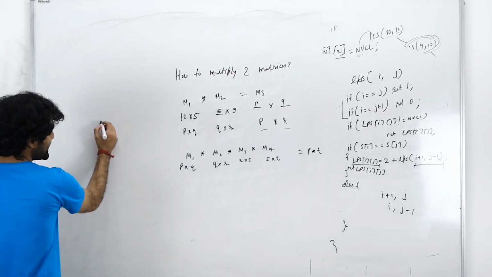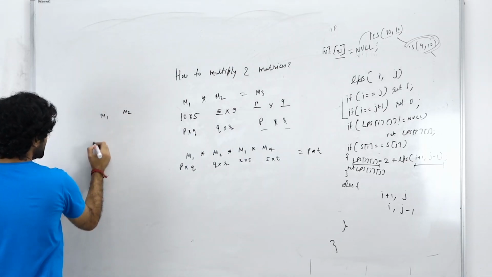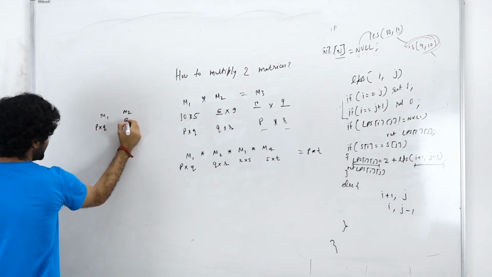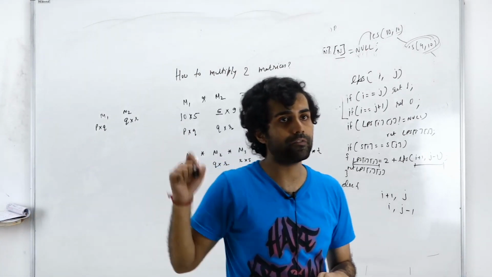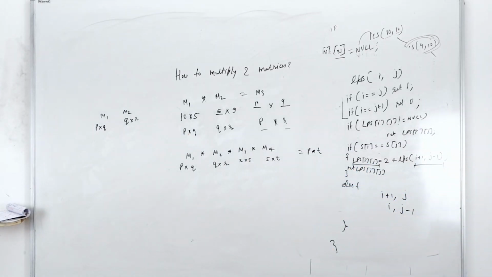Let's say there is a matrix M1 and there is a matrix M2. This is of dimension P cross Q and this is of dimension Q cross R. Can you guys write code to perform this multiplication? Write a computer program to do this? Yes or no? Okay. What will be the time complexity of that program?